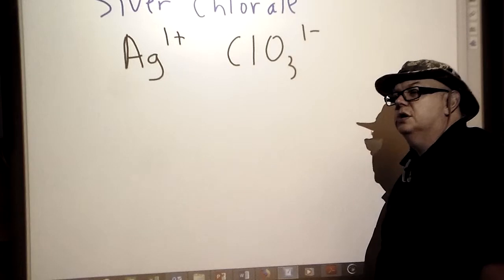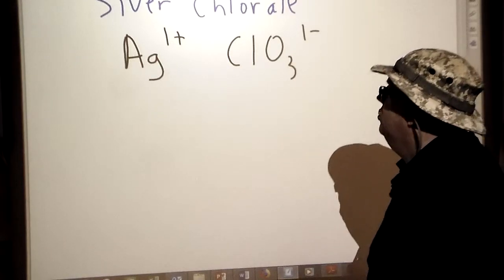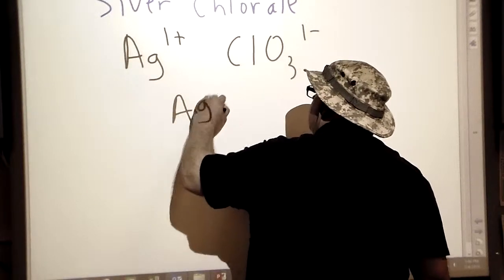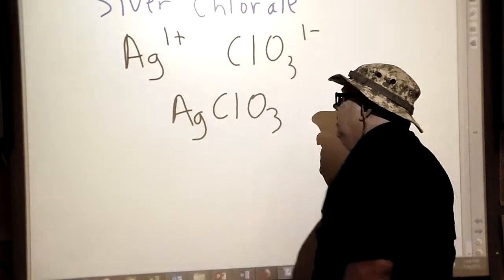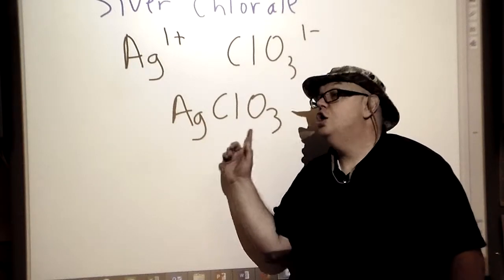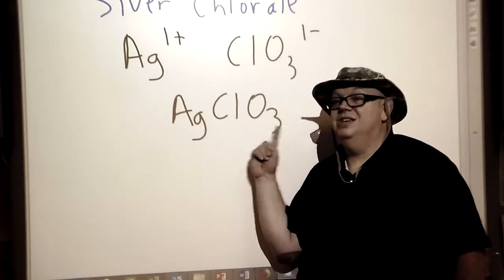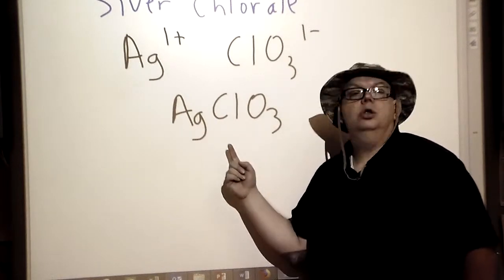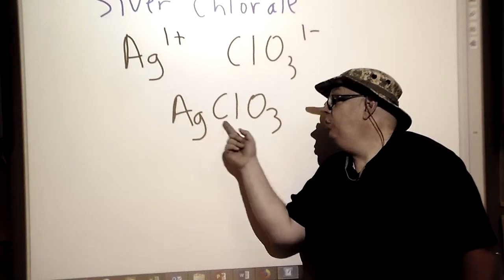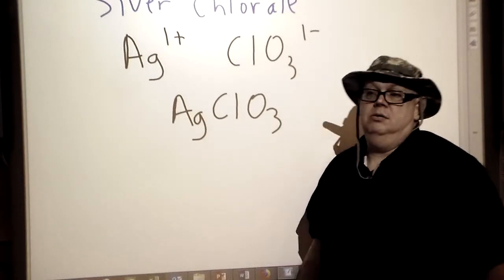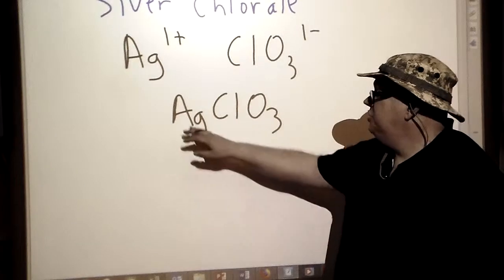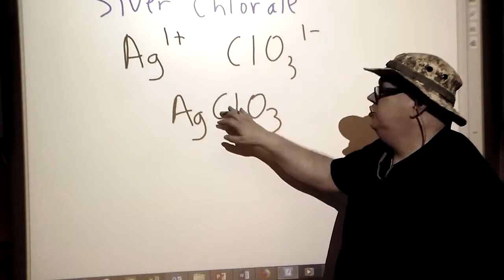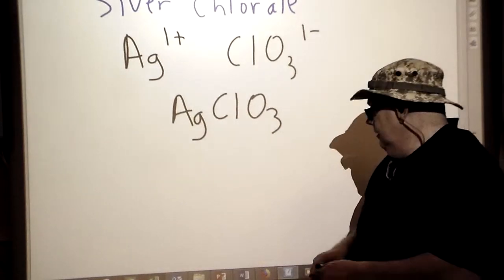Crisscross. Do I need to put a parentheses here? No, I only have 1 of these. No parentheses needed. Do I need to put a 1 anywhere here? No, you don't. Because if it's already written, we're assuming that you have one of these. So that means we have a silver with the chlorine attached to the silver, and 3 oxygens are hooked up to the chlorine. That's it.